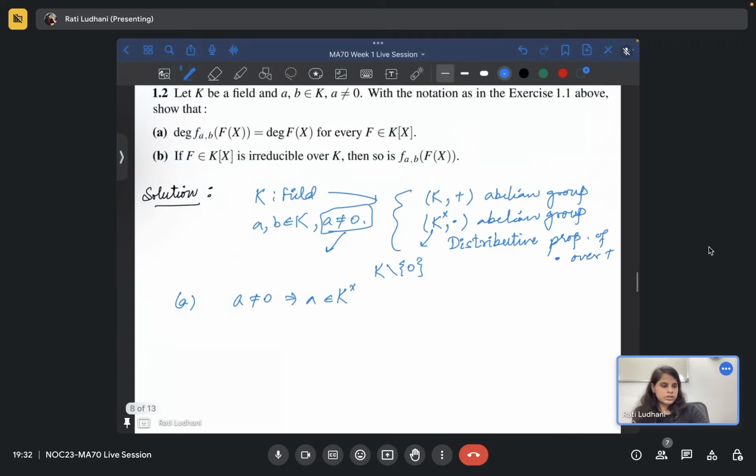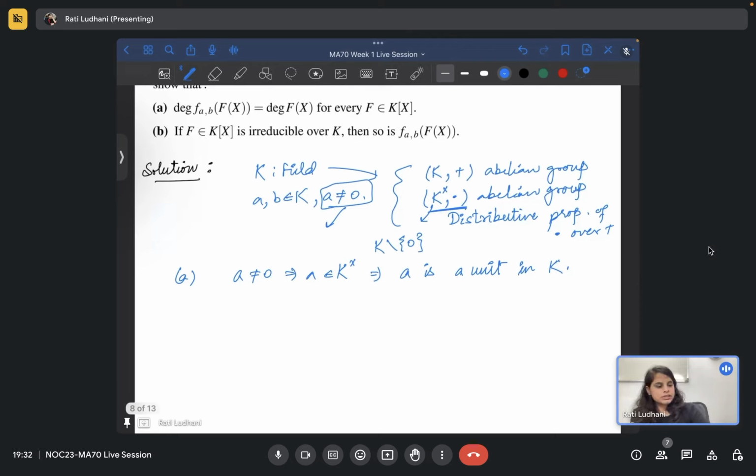K cross is better to say here. So a belongs to K cross, and K cross dot is an abelian group. That means a is invertible. a is a unit in K. Unit means invertible. So in a field all the non-zero elements are units in K. Okay, so let's see this first part.